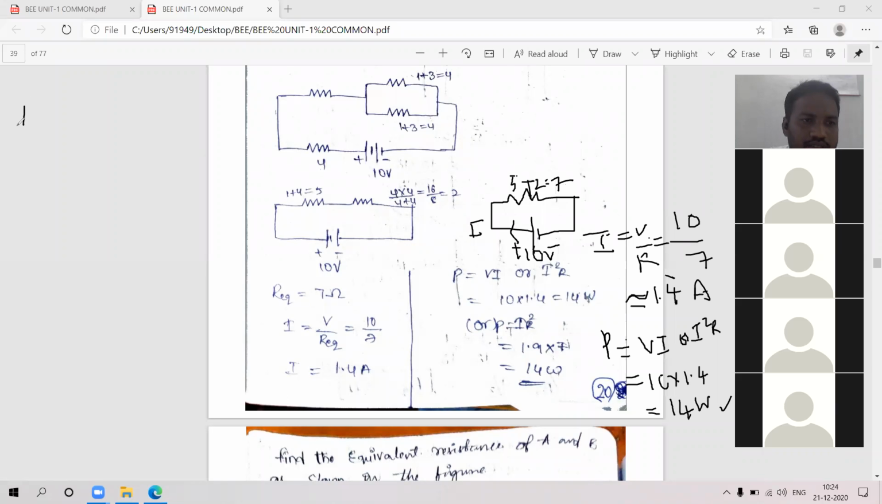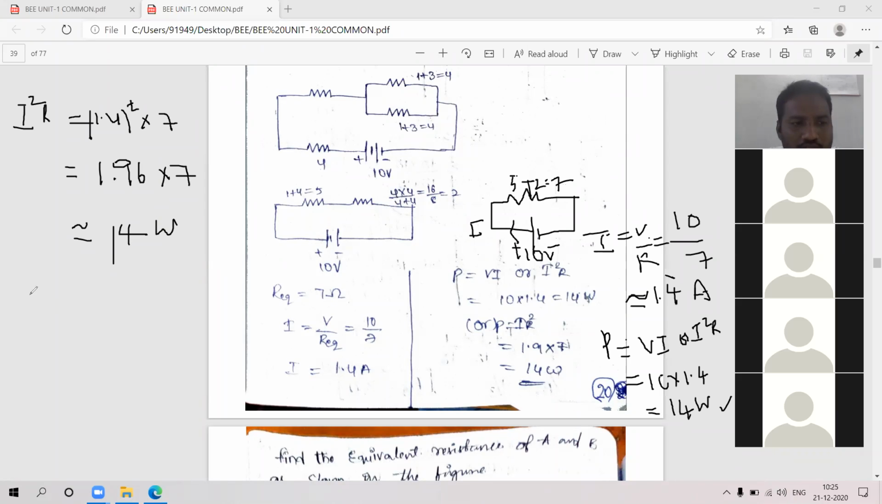Or otherwise, if you do I square R, what is I? 1.4 square, R is 7. 14 square is 196, so 1.96, approximately 2. 2 into 7 is 14 watts. If you do V square by R, any way you do it you are going to get the same value.